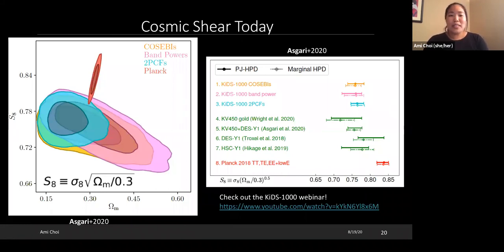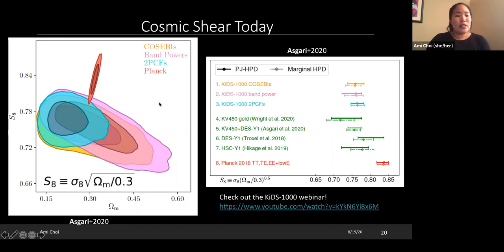KiDS-1000 released their most recent cosmic shear results only a few weeks ago, and I highly encourage you to watch their webinar, which is linked down here. And this webinar concisely presents their findings. The plot on the left is from Marika Asgari's paper, which summarizes the cosmic shear analysis. And there are constraints shown here from their 3 different estimators for the cosmic shear. The 2PCFs, that's the 2-point correlation functions, which I've already introduced you to. And there are 2 other estimators here, COSEBIs and band powers, which I won't talk about much, except I will come back to the COSEBIs.